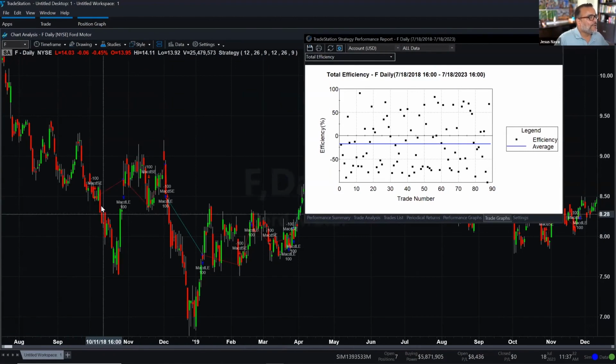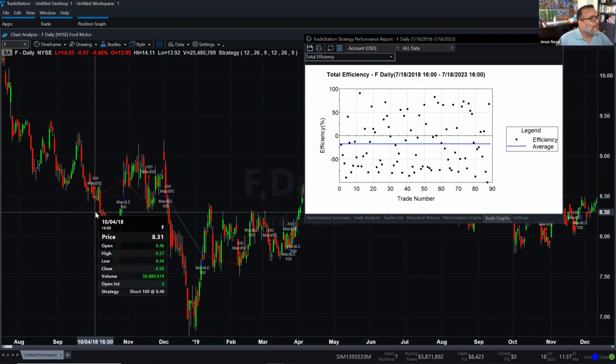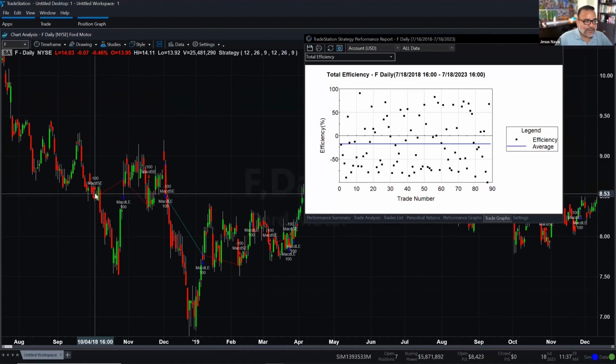Let's take a look at the very first trade right here. There we go. October 4th, 2018. We see that the strategy generated a short trade. Now we can already see the place where it generated the trade.